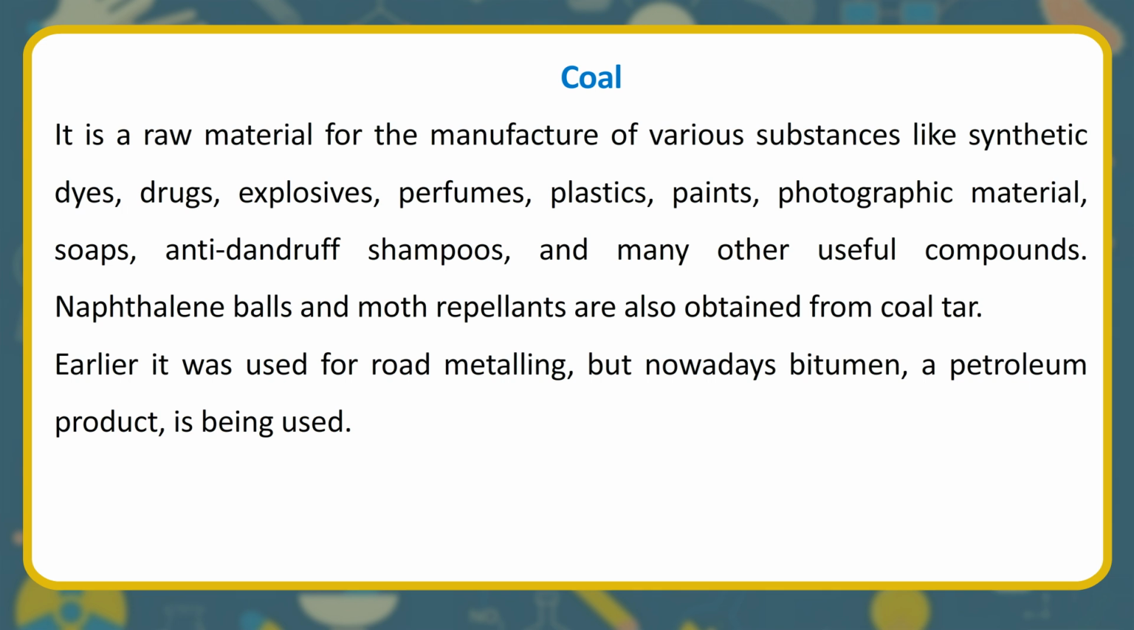Naphthalene balls and moth repellents are also obtained from coal tar. Earlier it was used for road metaling, but nowadays bitumen, a petroleum product, is being used.